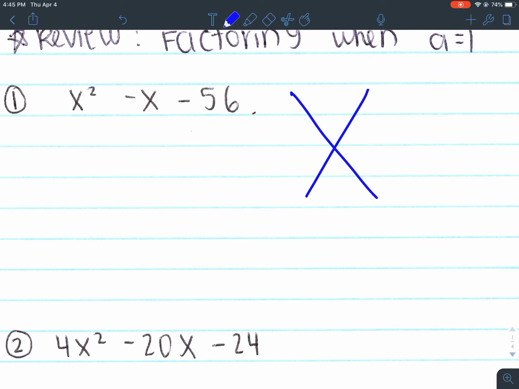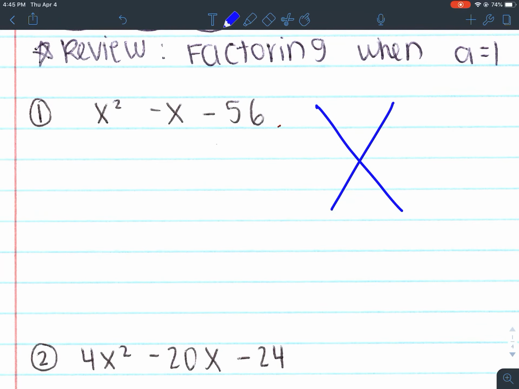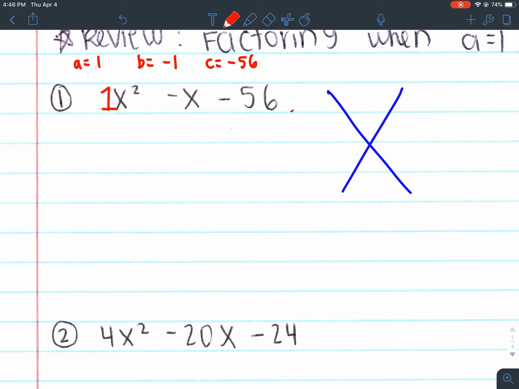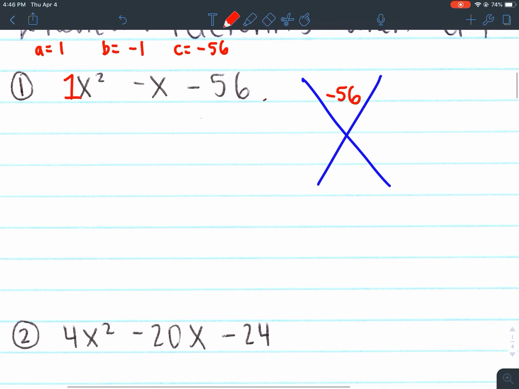Okay, now the number that goes into that top section up here, remember this is called the AC method. So you're going to take your A and multiply it by your C. So what is our A here? Our A here is 1, right? Our B is -1, and our C is -56, okay? Now, A times C here would be -56, and you're like, well, Miss Bowie, it's just the last number. That's correct. That's only because we're multiplying by 1. But if that number wasn't a 1, then it would be different, okay?